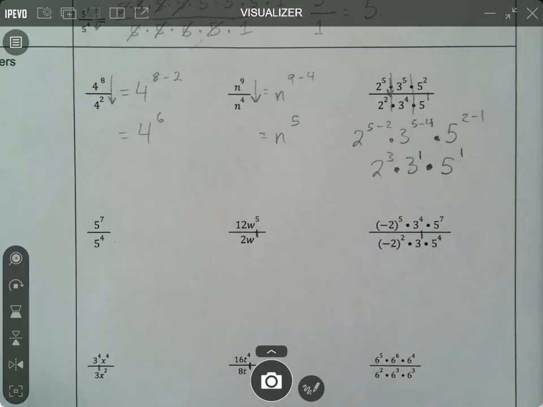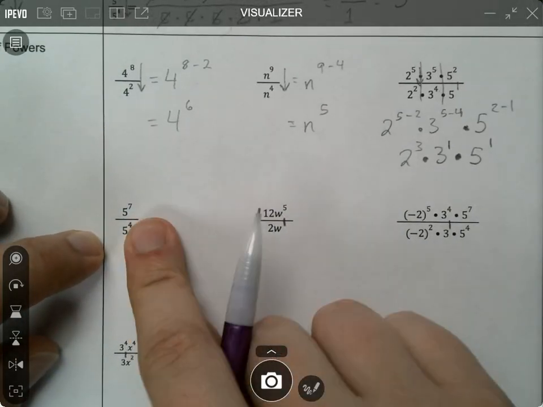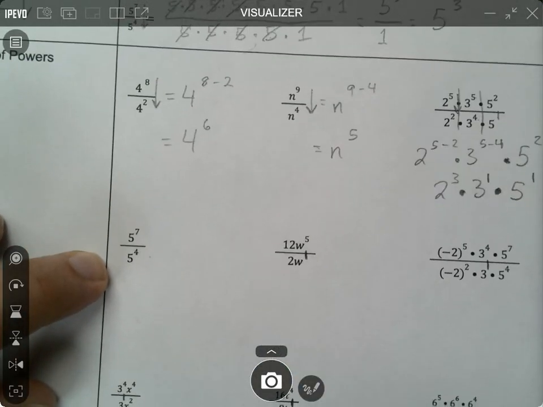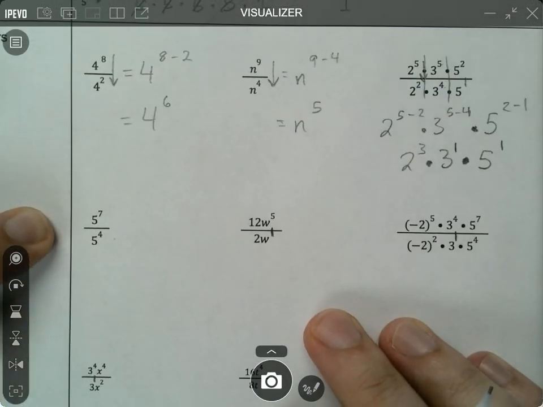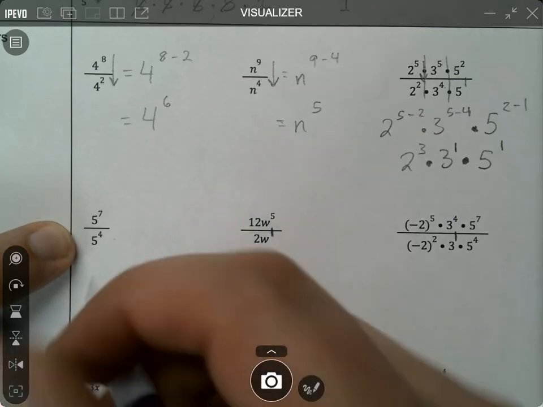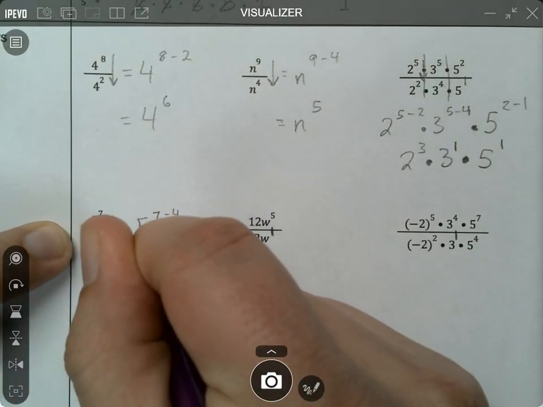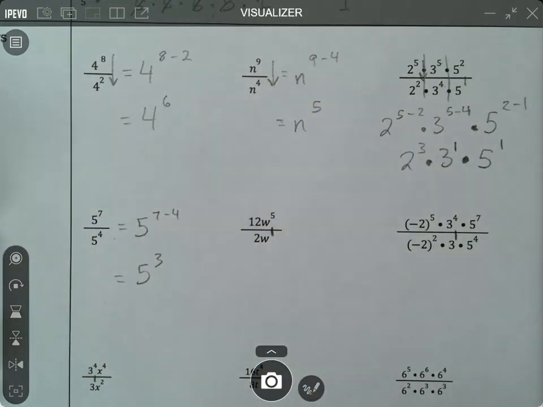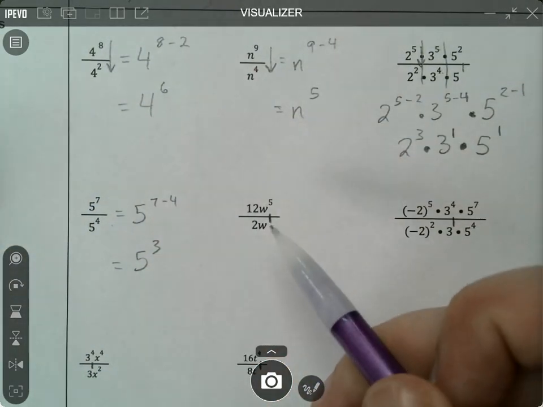All right, let's take a look at this, okay? This one, not too bad, right? This one's pretty much the same thing as it was, right? So 7 minus 4, it's going to give me 5 to the third power. 12 over 2. Ooh, this is interesting. We didn't have one up there that was kind of like this.